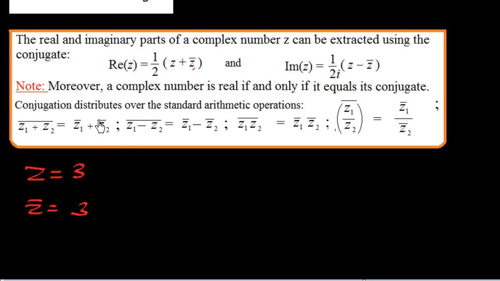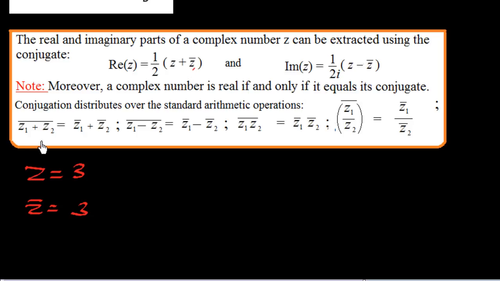So in the next session we will study in detail how conjugation distributes over the standard arithmetic operations. We will study the arithmetic operations of complex numbers: addition, multiplication, subtraction, and division. Then we see how conjugation distributes over all these standard arithmetic operations.